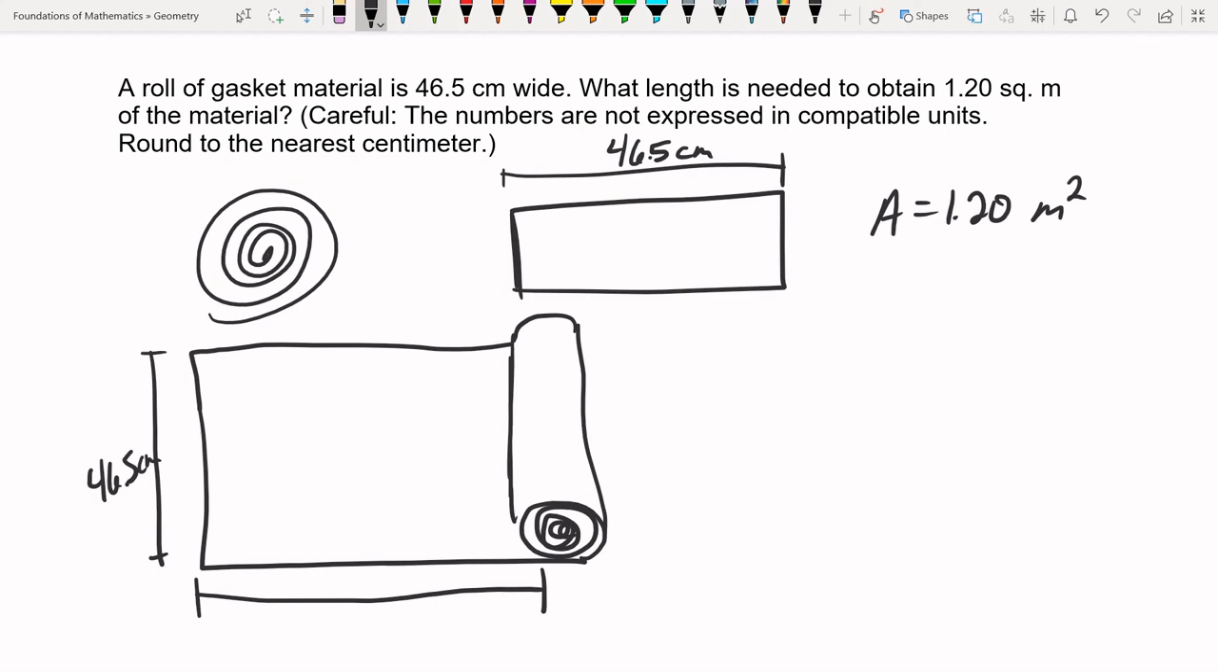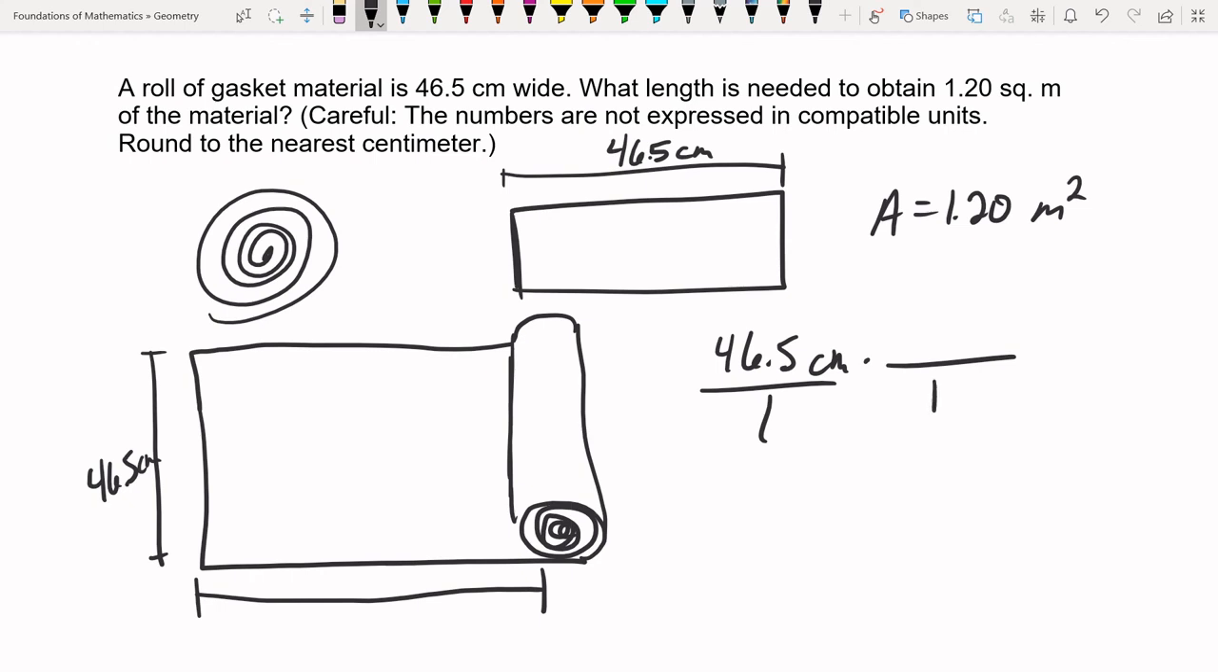Now what's important to note, as you can see with this caution, it says the numbers are not expressed in compatible units. We want meters squared. We know centimeters wide. So we need to first change centimeters to meters, and then we need to round to the nearest centimeter, which is also a little weird. So we actually want to maybe convert back, maybe. Let's first convert to meters.